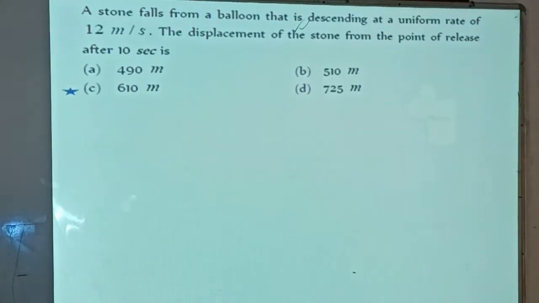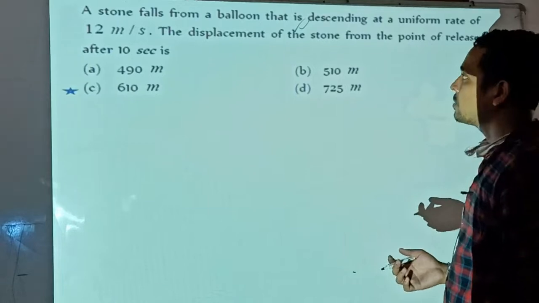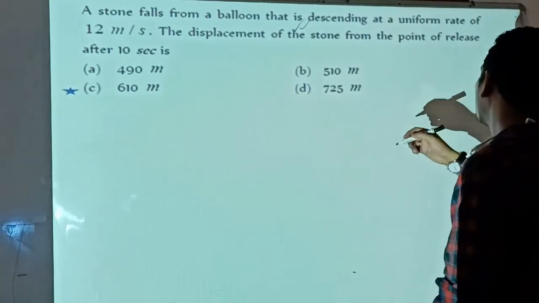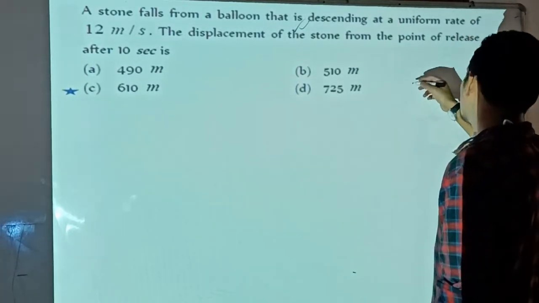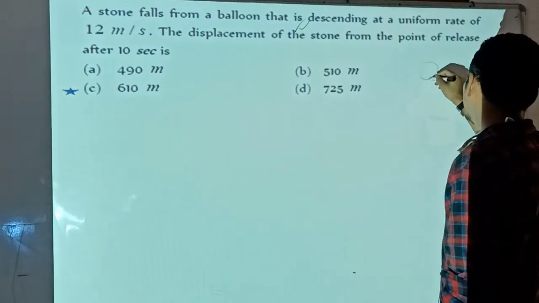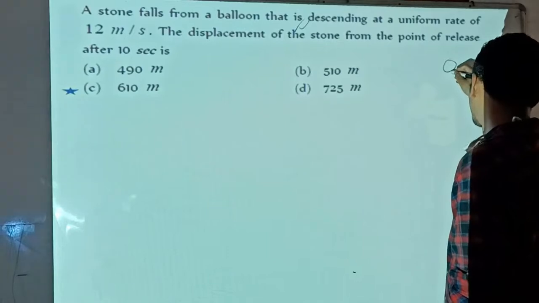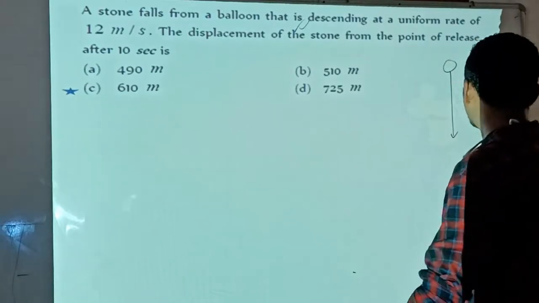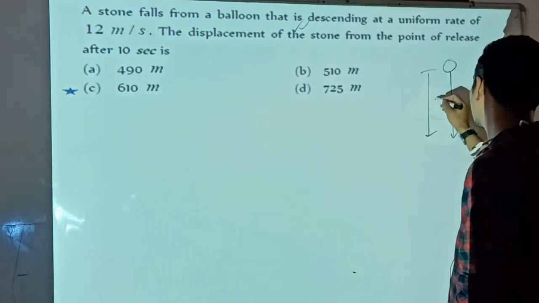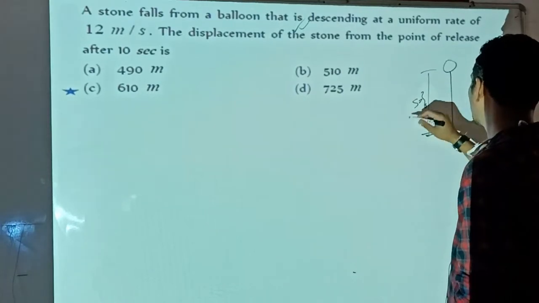So next question: a stone falls from a balloon that is descending at a uniform rate of 12 meter per second. The displacement of the stone from the point of release after 10 seconds is asked. Suppose a stone has been dropped from a balloon. You are going to find out the displacement s.